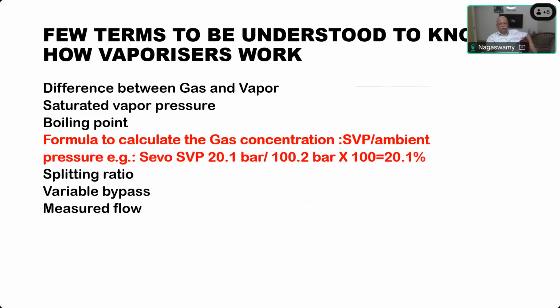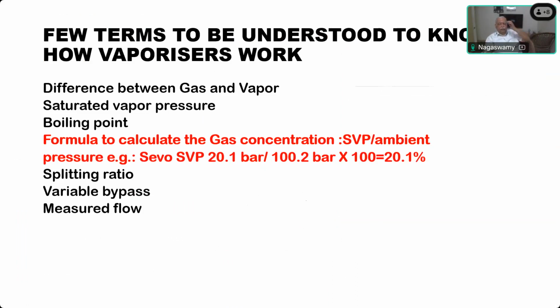In all other vaporizers, the thiofluorine vaporizer, isofluorine vaporizer, halothane vaporizer, enfluorine vaporizer, part of the fresh gas flow or even the entire fresh gas flow can be made to go into the vaporizing chamber and pick up the vapor and come and deliver it at the patient end. On the contrary, in the desflurane vaporizer, no part of the fresh gas flow enters the vaporizing chamber.